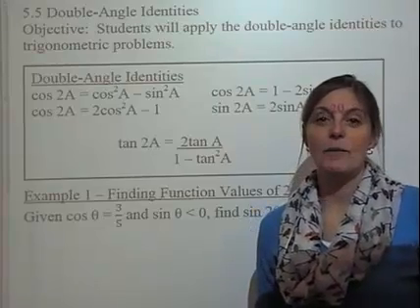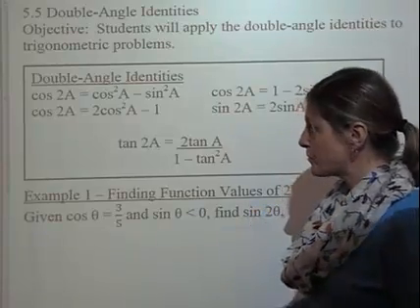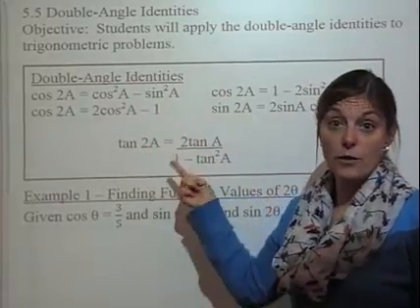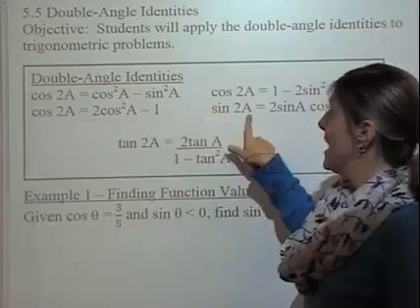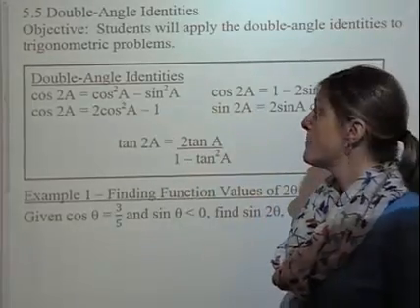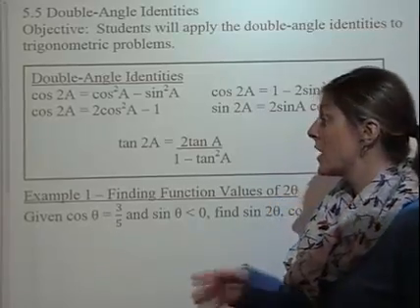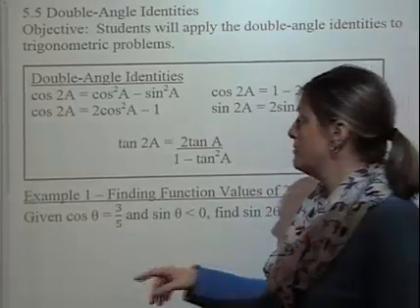So today we're going to talk about double angle identities. And here are your identities. You have three different identities for cosine, and then you have one for sine and one for tangent. For cosine, you just use whichever one fits the problem best. Okay, so let's take a look at example number 1.